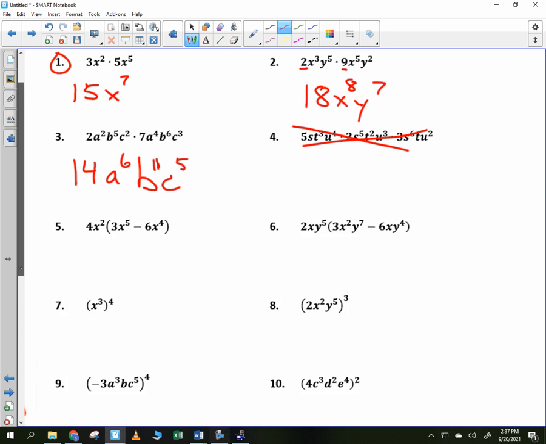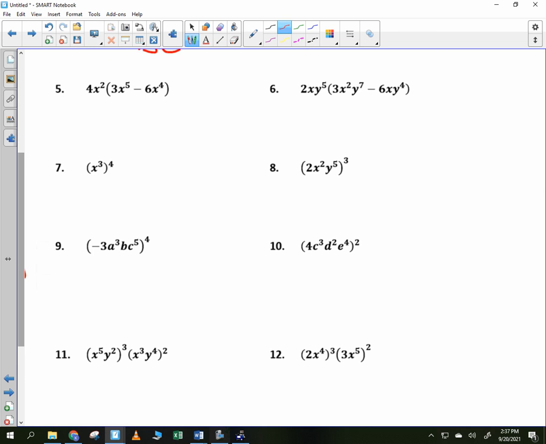Okay, let's check out number 5 then. How is number 5 different? You do have to distribute. So you can distribute multiplication over addition or subtraction. 4x squared times 3x to the 5th, that's 12x to the 7th. And 4x squared times 6x to the 4th, you get 24x to the 6th.